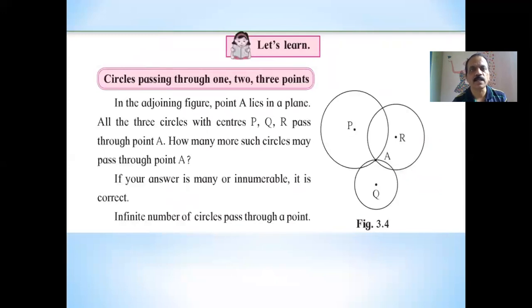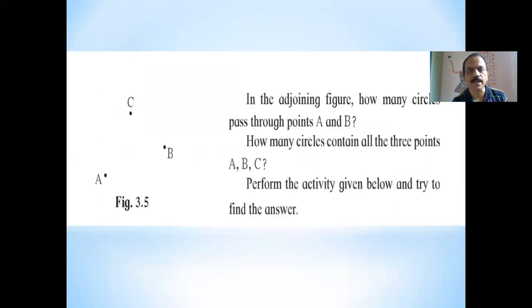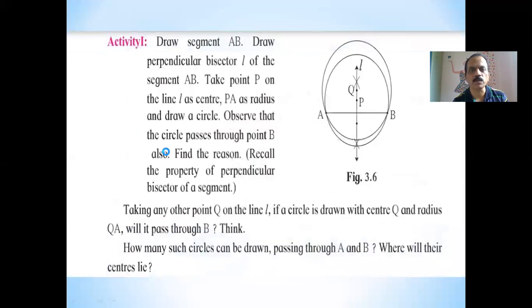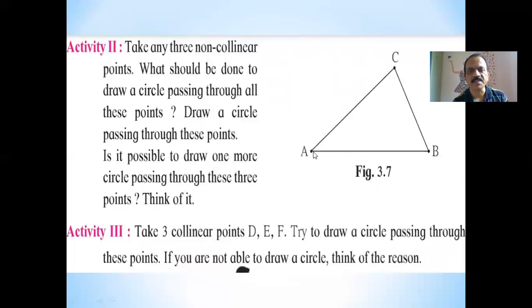Now the next point is intersecting circles, in which one point A is given, and many circles can be drawn which pass through that point A. Next, when 2 points A and B are given, many circles can be drawn which pass through points A and B. When 3 non-collinear points A, B and C are given, only one circle can be drawn which passes through these non-collinear points. And when the 3 points are collinear, no circle can be drawn through the given collinear points.